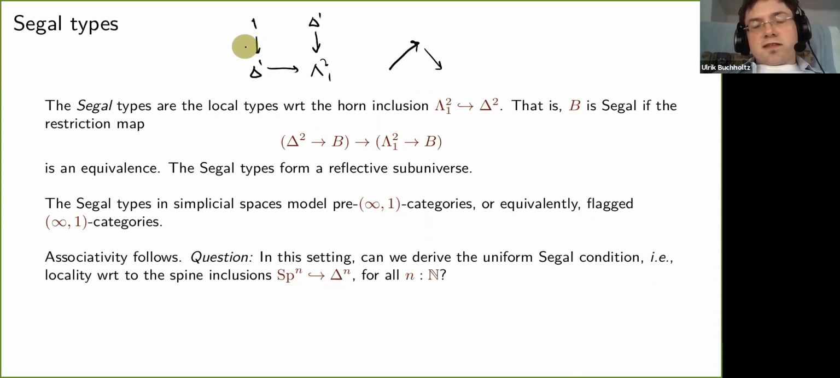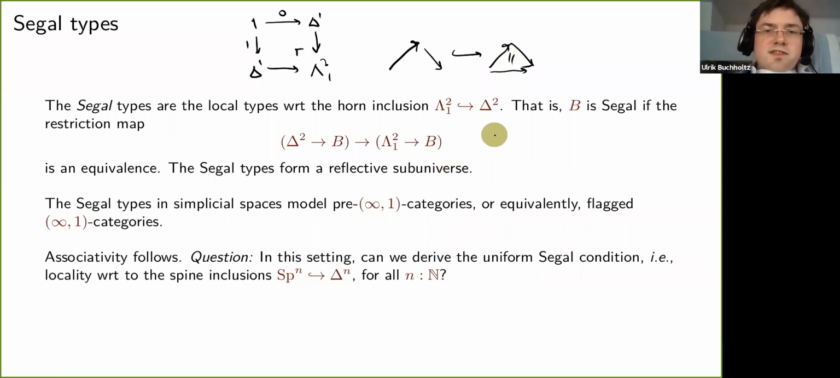Take the one endpoint of one of them and the 0 endpoint of the other, and you glue them together, you get this horn, and this sits inside the two simplex, which is filled. If a type is local with respect to this, it means that whenever you have two composable arrows, there's a unique composite together with a filler. So the Segal types form a reflective subuniverse.